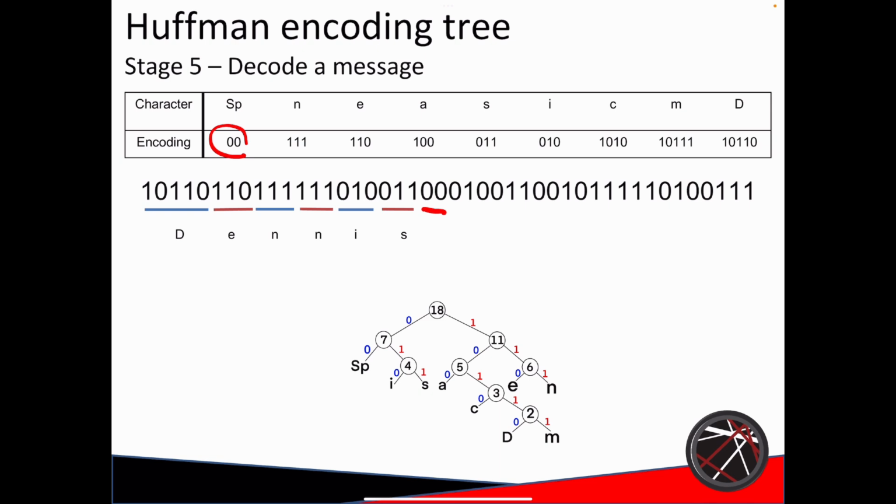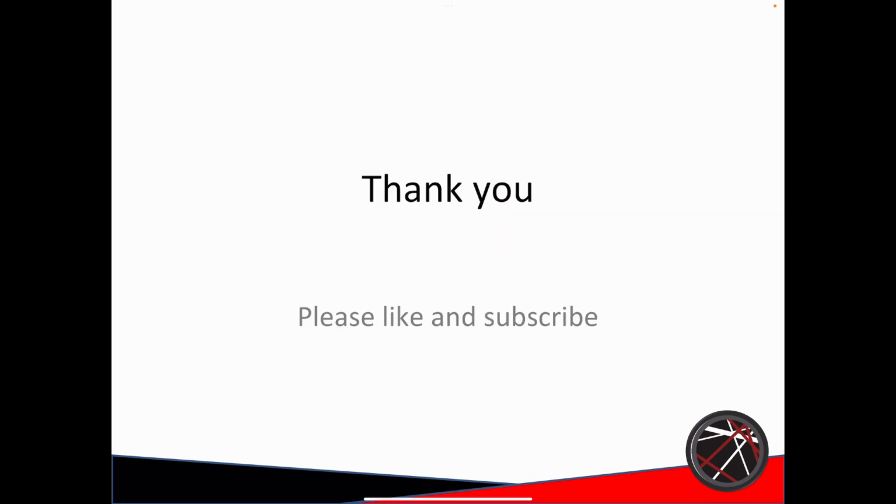Then we have 0, 1, 0, which is I again. Then we've got 0, 1, 1, which is S. We've now got another space because we've got two 0s. And then we've got 1, 0, 1, 1, 1, which takes us back to M. Now we've got 1, 1, 0, which is E. Then 1, 0, 0, which is A. And then finally, to finish off, we've got 1, 1, 1, which is N, and "Dennis is a menace" makes sense, doesn't it?